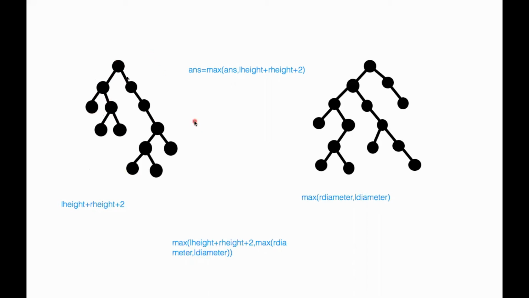So basically what we're doing is we're finding out the height as well as the diameter for each and every node, and we're figuring out the maximum of the height and the diameter, and we're returning that, right? So this is the explanation. Now let us look into the code.